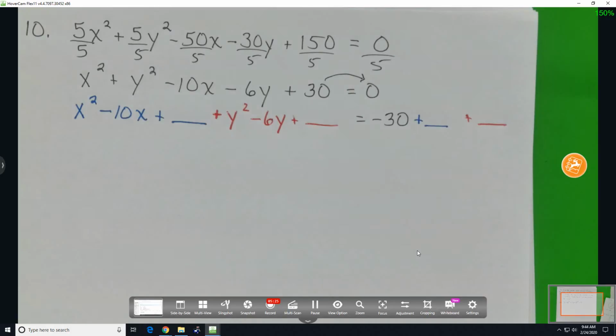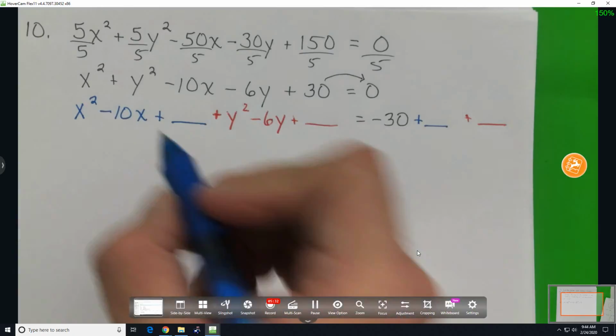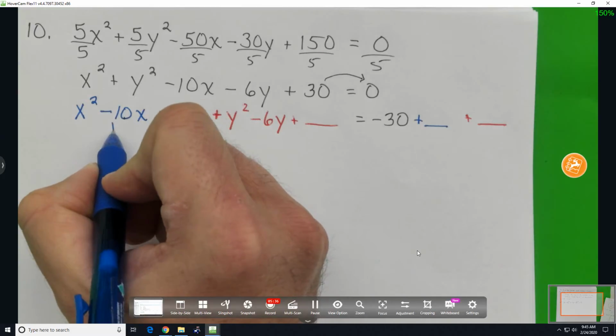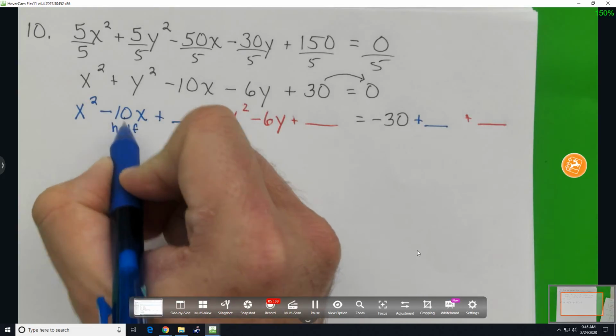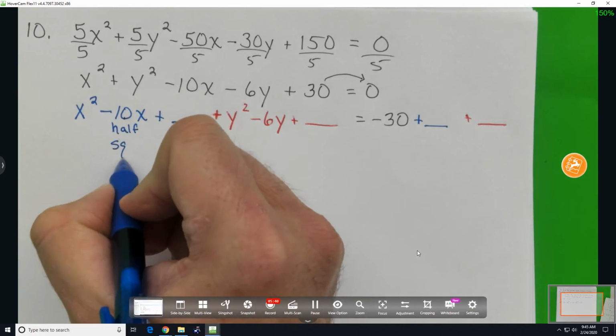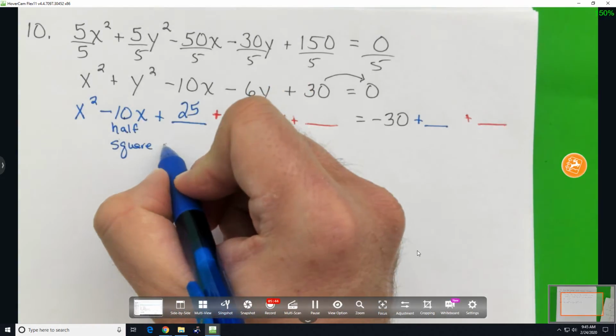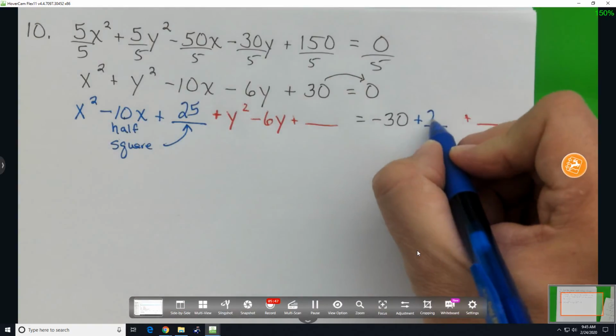So, what number goes in the blue blank? What am I going to do? Did I hear 25? That's right. How do you get it? You take half of this number and then square it. So I'll take half of 10, that's a 5, and square it, 25. That's what goes there and here.